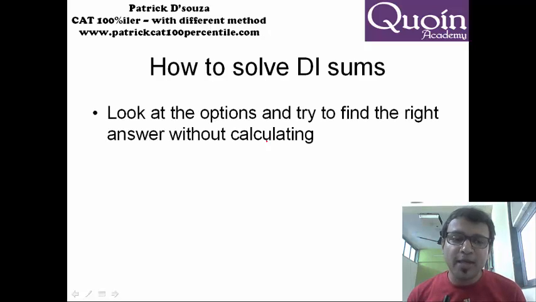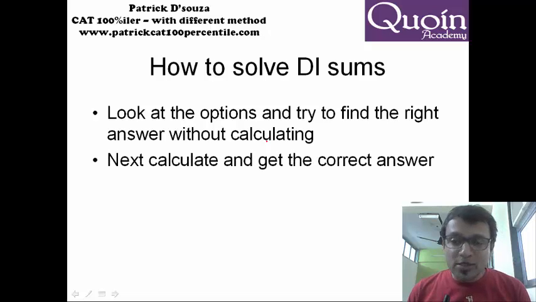So how do you solve a DI sum? Whenever you come across a DI sum, try to do it without calculation. Look at the options available. See if you can eliminate options and come out with the right answer, or try some other way where you don't have to calculate, just by interpreting the data. The first step is to avoid using calculations. Once you feel you have got the answer or you have approximated the answer, next calculate and try to see what the correct answer is. See if your understanding of the data given to you is right or wrong.